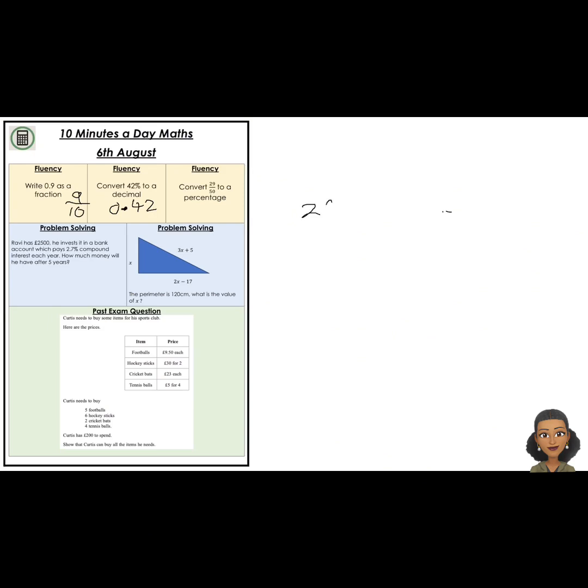Now with this one, remember, percentages out of 100. So I'm going to turn this into an equivalent fraction where my denominator is 100. To do that, I'm going to times the denominator by 2 and my numerator by 2, which gives me 58 over 100. Now, percentages are out of 100, which means it's just 58%.